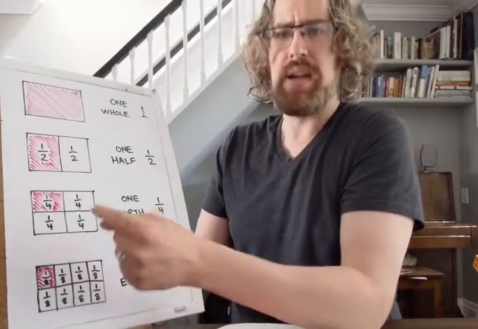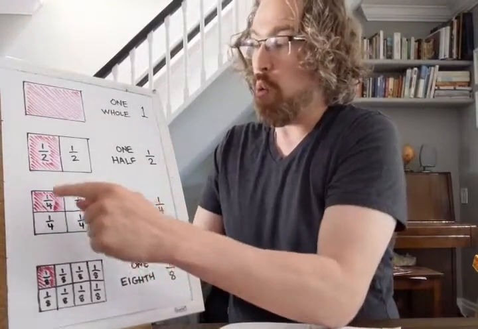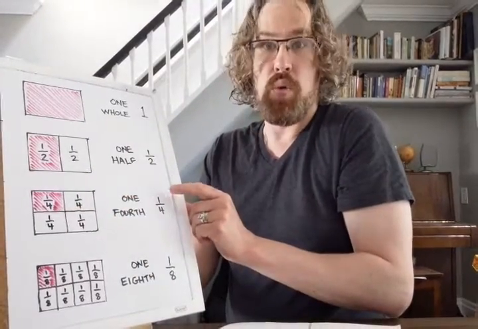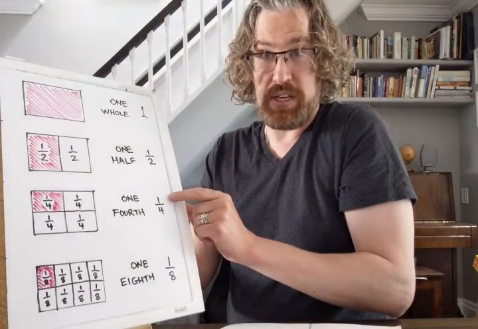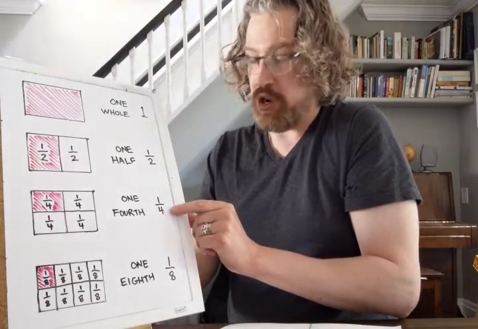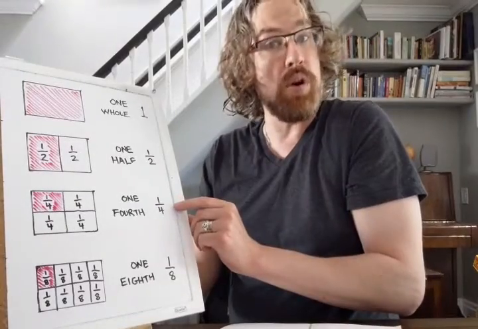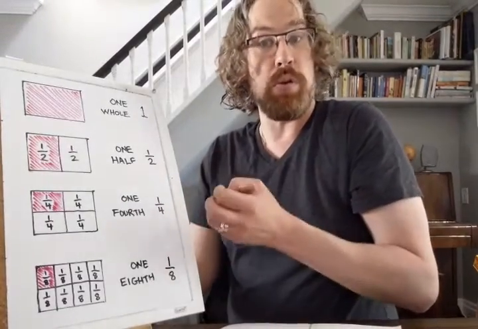Take a look at this one. Now look at 1/4. 1 out of 4 parts. 1 is the part that we are focusing on, and 4 shows all of the parts all together. 1/4, or 1 out of 4 parts.